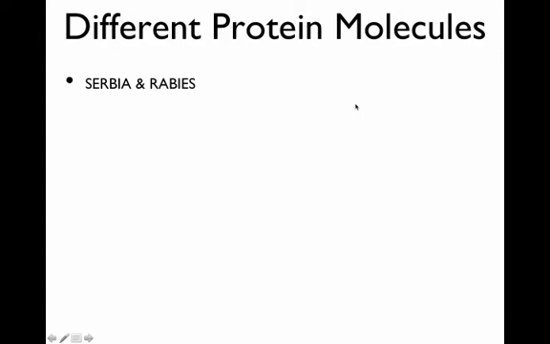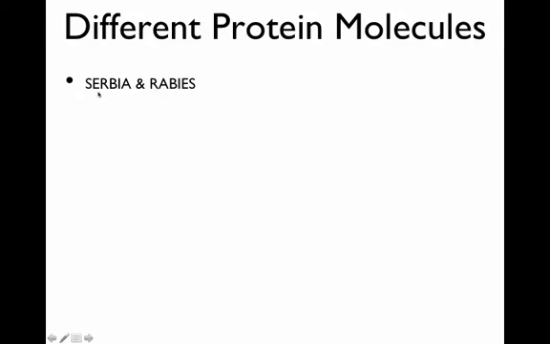I have spent the past couple of slides talking about different types of protein molecules, and I want to spend this slide beginning to explain what I mean by different, what makes one protein molecule different from the other. One of the ways to help explain this is to make an analogy and talk about these two words, Serbia and rabies. You may have heard of Serbia, you may have heard of rabies.